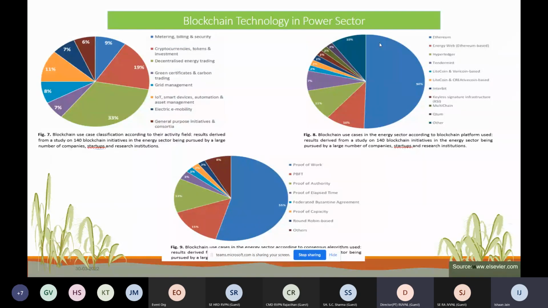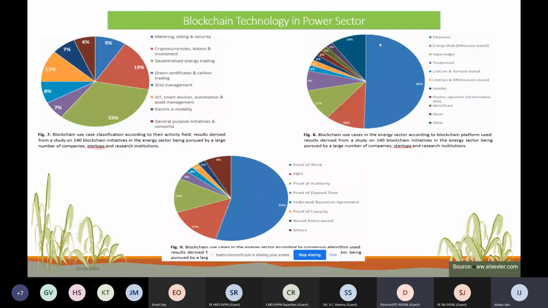So basically, these are pie charts we are seeing now. We have analyzed nearly 140 blockchain initiatives across the globe, which are either pilots or use cases. We have come out with this result, and these are the real results. These are not assumptions which we are putting up on the slide.